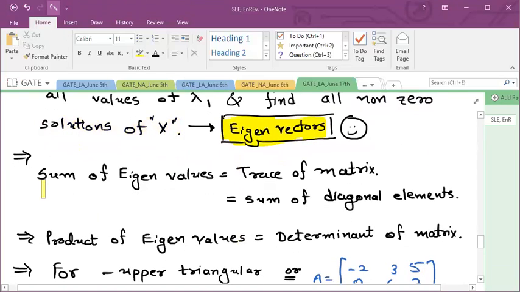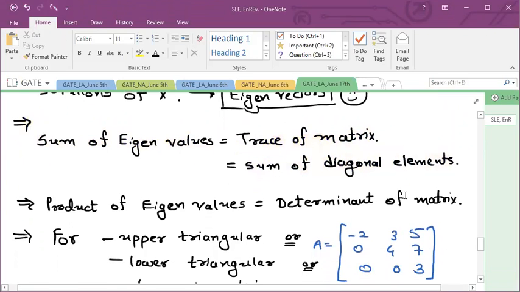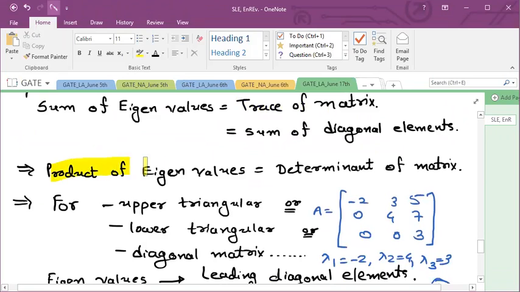Now, sum of eigenvalues will give you the trace of the matrix. From here, we are seeing all properties of eigenvalues. What is the trace of a matrix? It is nothing but the sum of diagonal elements. In the same way, product of eigenvalues will give you the determinant of that matrix.